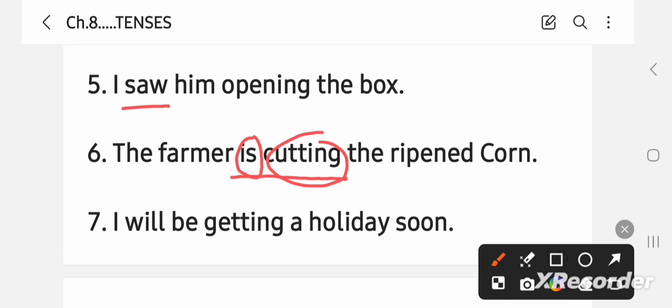Seventh sentence, I will be getting a holiday soon. Will be getting, compound verb, because there are 2 or more verbs. Will be getting. The tense is future continuous. Will be is for future, getting is for continuous, future continuous.